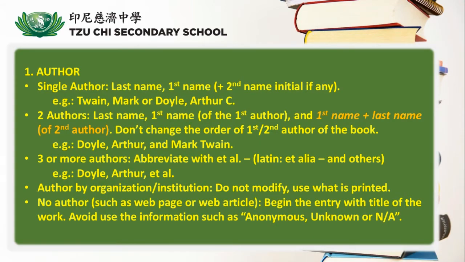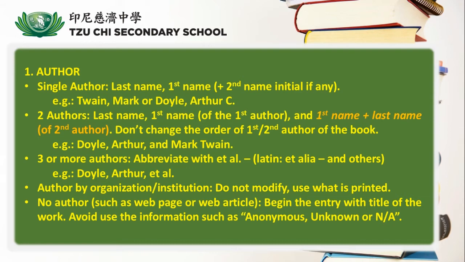Formatting the author. If you have a single author, write the last name of the author, then put a comma, and then end it with the first name of the author. And you can add a second name initial if any. Here we can see Twain, Mark for Mark Twain, and for Sir Arthur Conan Doyle we write Doyle, Arthur, and then the second initial, ending it with a period or dot.